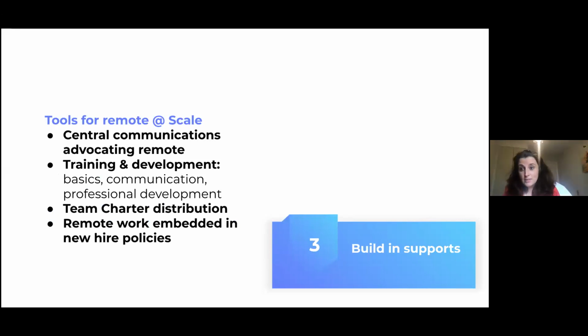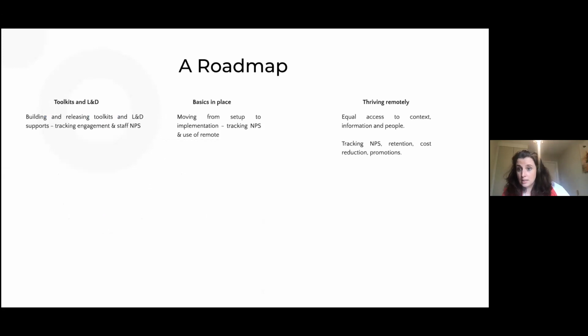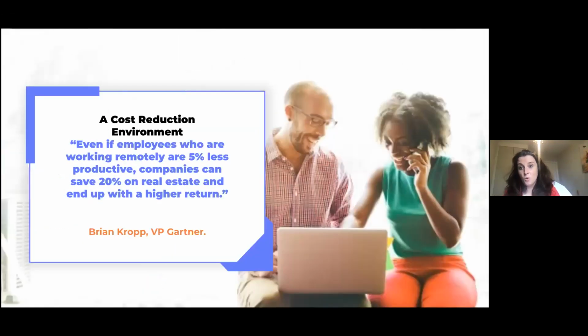There are lots of different ways for scaling it across your organization, depending on what size you are, but central communications and team charter distributions are two core ways. And then there's a roadmap. Start off with your learning toolkit and the L&D, put the basics in place and track them as they move over to thriving remotely, where loneliness is not a thing. And indeed, Shopify staff are saying, we feel even more connected than ever before. Cost reduction, because we know we're in that environment. We used to talk about staff retention, but that's not where we are anymore, right? So it can help you with cost reduction.